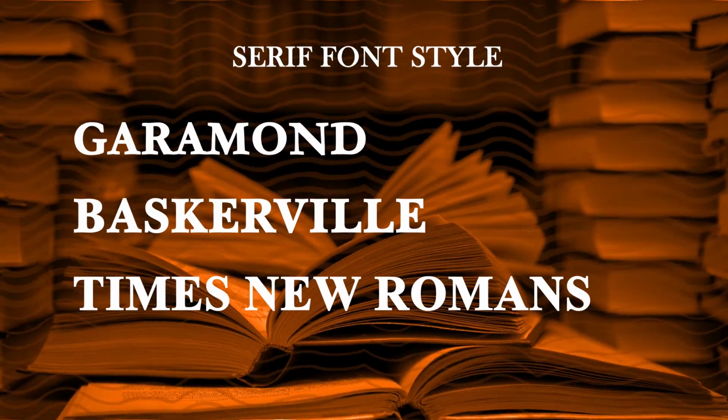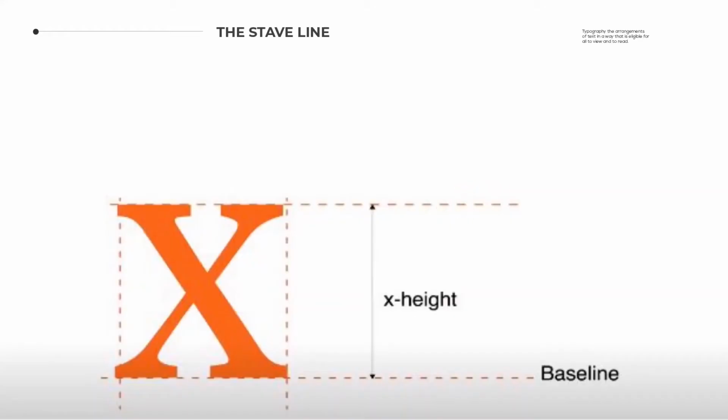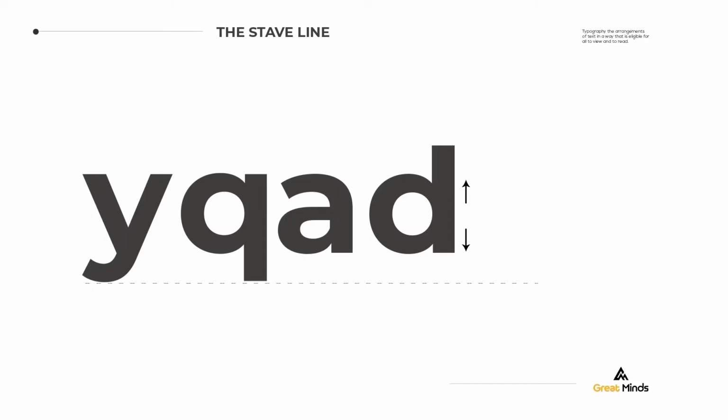Now let us look at the anatomies of serif font styles. Now when you are talking about anatomies, you are talking about the structure in which the font appears. We are going to illustrate these anatomies on a stave line. But first, let us look at a stave line, the stave line on which we'll be illustrating these letters on. What is the stave line?